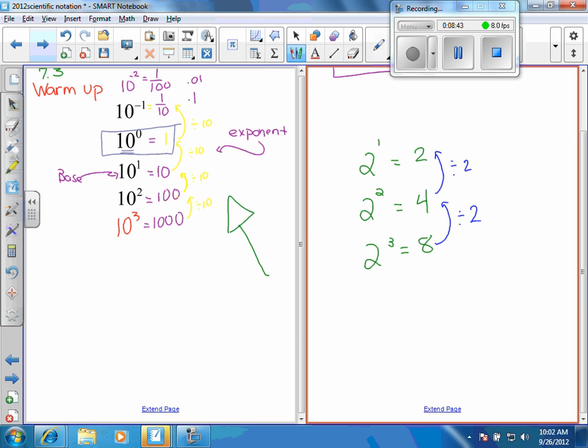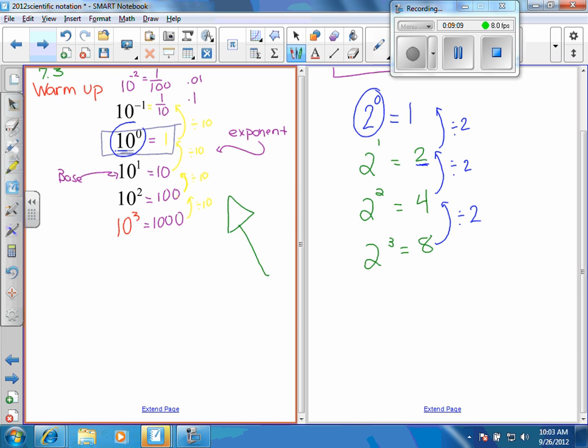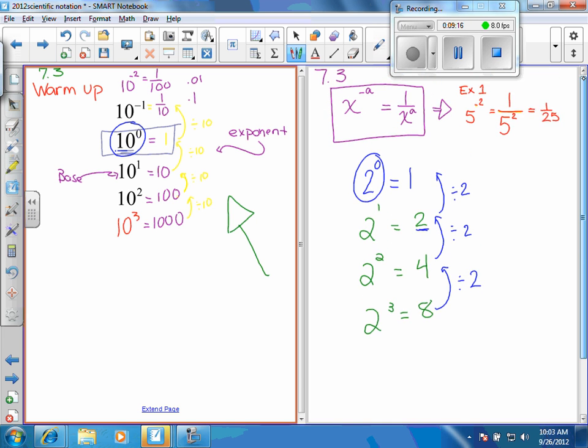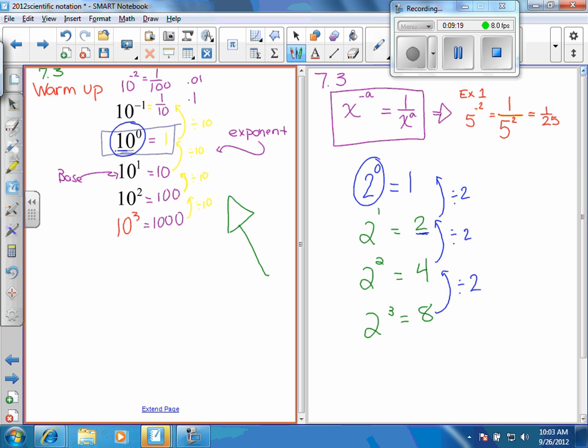So if I divide by 2, 4 divided by 2, I get 2. So what would be the term that would go above 2 to the 1 in this pattern? 2 to the 0, and yeah, it's 0. So if I take this number 2 and I divide by 2, it's 1. So any number to the 0 power is always 1. So that's the second big rule for the day. So add that to your rules.